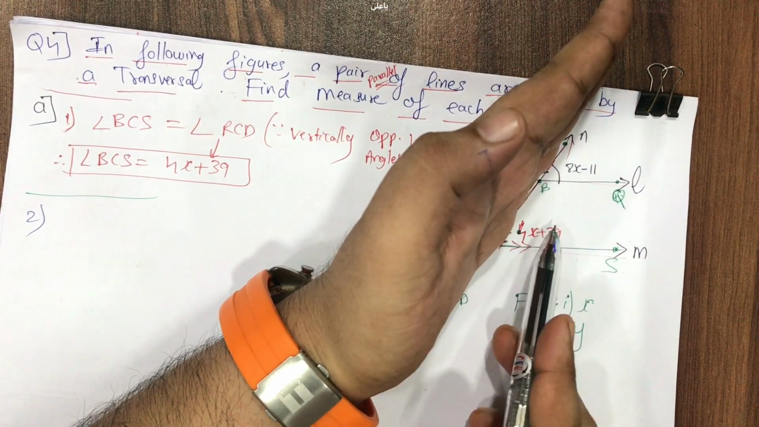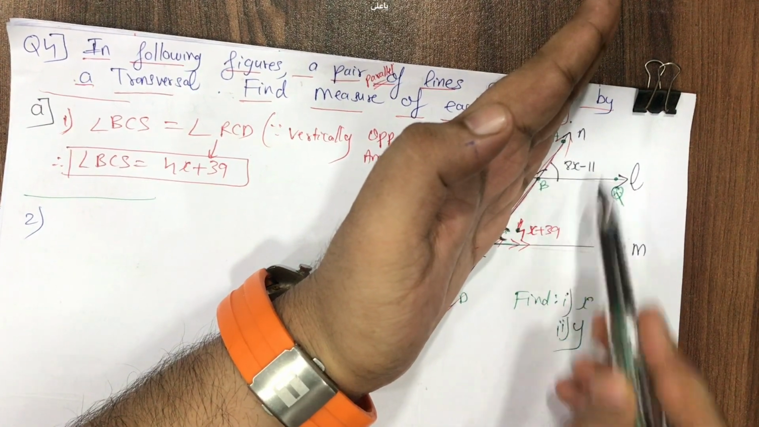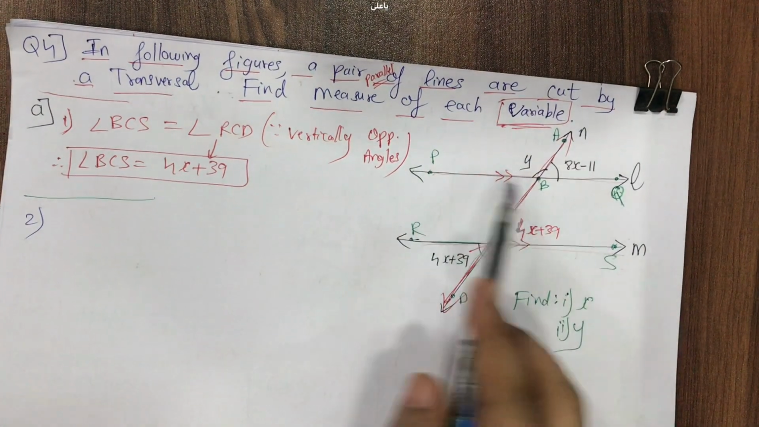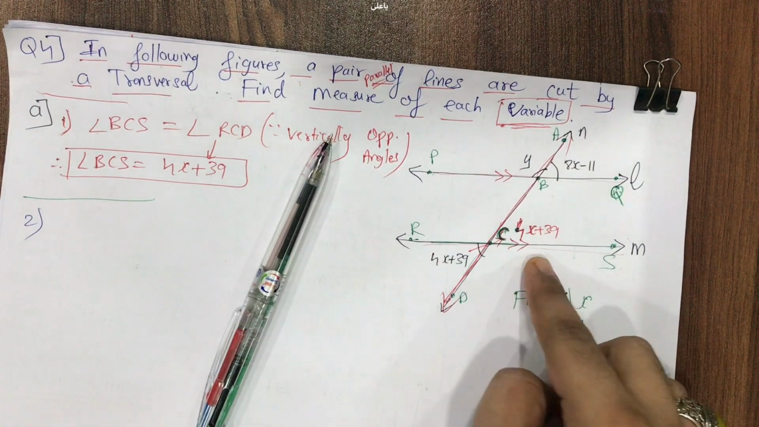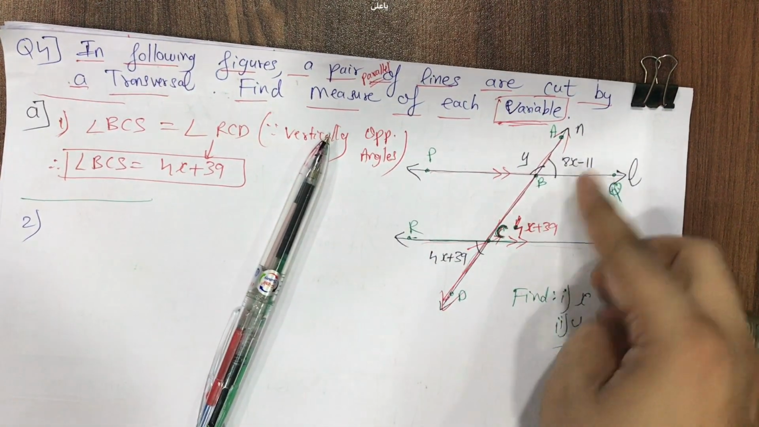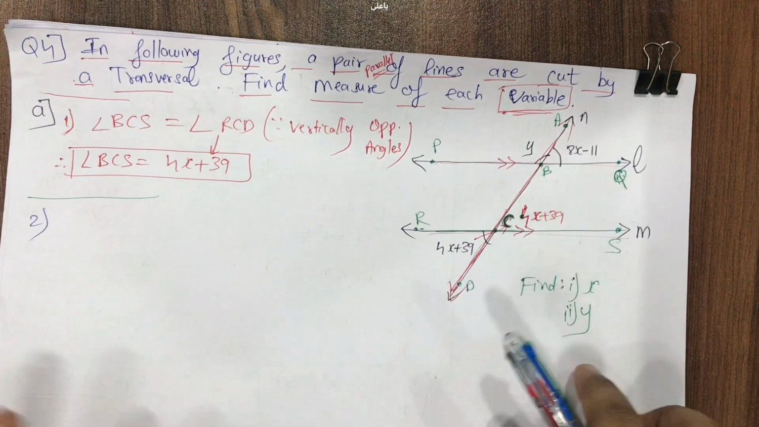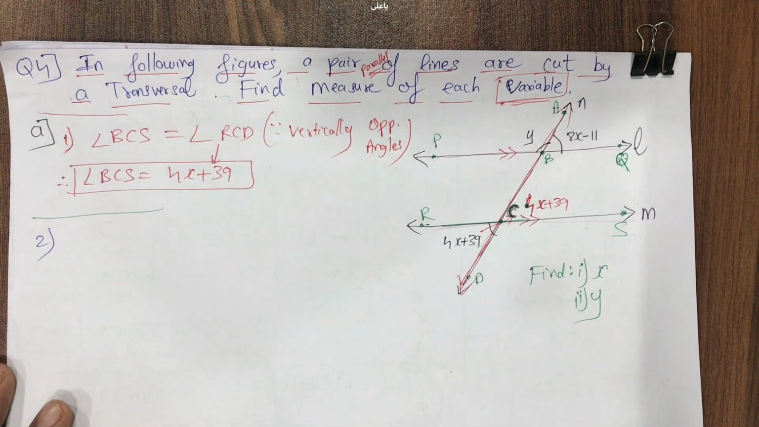Both are on the right hand sides and both are above the lines. Here 8x minus 11 is above the line BQ. 4x plus 39 is above the line CS. So when two angles are on the same side of the transversal, here both are on the right hand side, and both are either above or below, both at the same position of the parallel lines, then we can say the given two angles are equal by corresponding angles. These two angles are equal by corresponding angles.